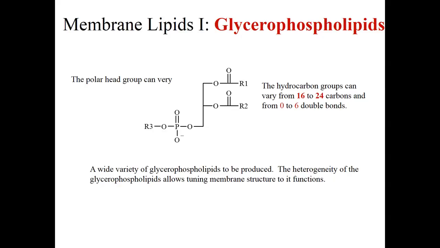So for example, you have your glycerophospholipids. The R1 and R2 include fatty acids with 16 to 24 carbons with 0 to 6 double bonds.